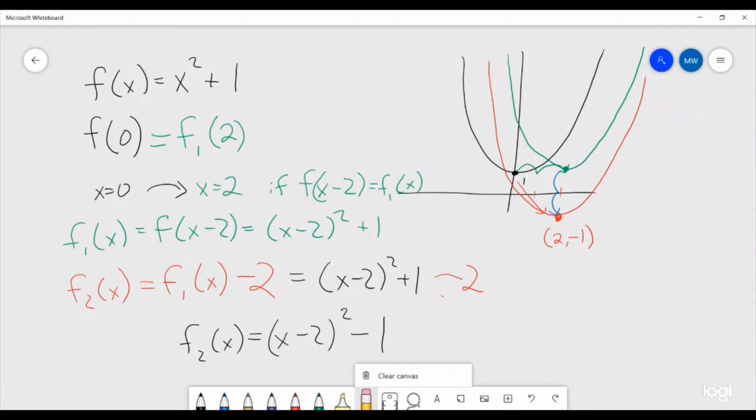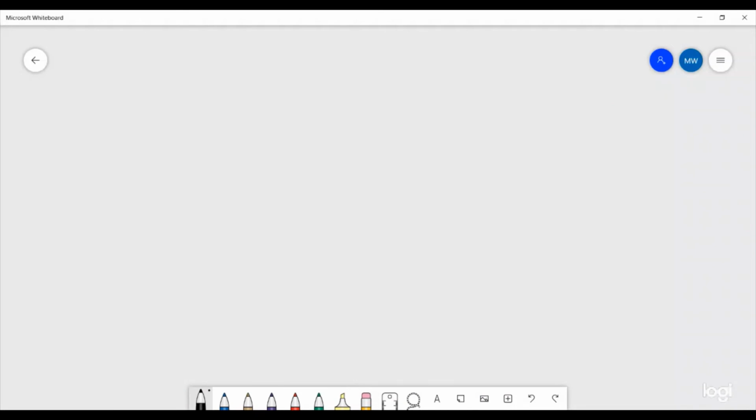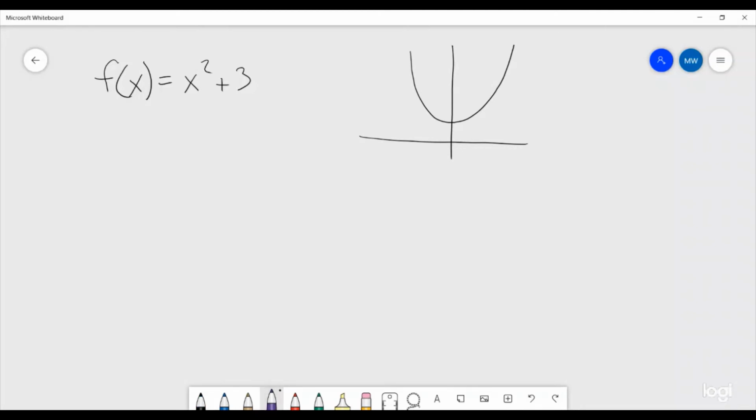Let's do another example. Let's say that we have the function f of x is equal to x squared plus 3. So again, it's going to be this parabola. And we want to turn it into this parabola. So there is the point 3, 0. And then here at 4, it's going to go up here, and this is 4, 2.